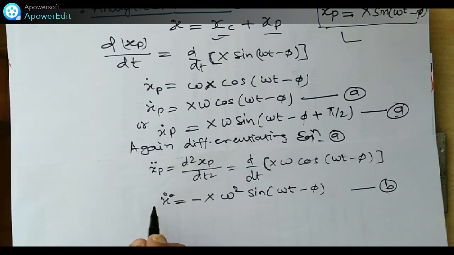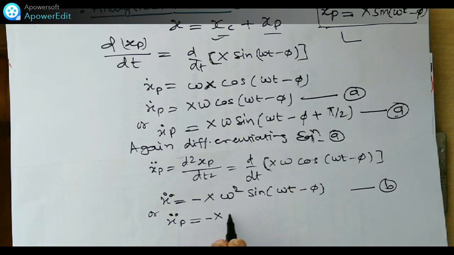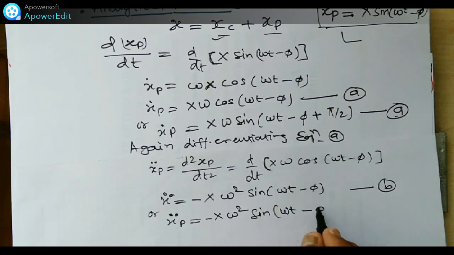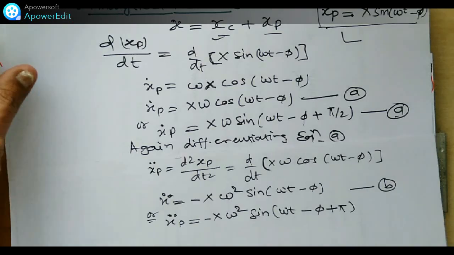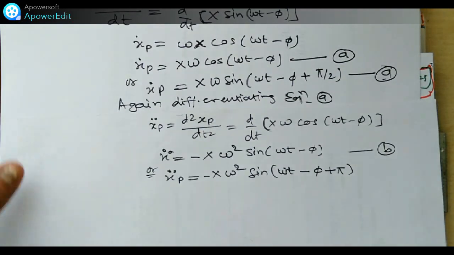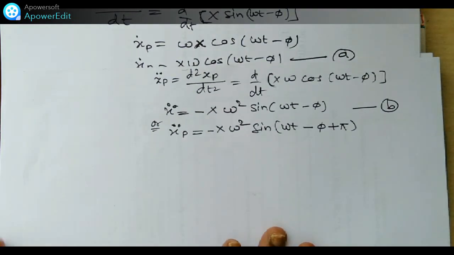Or we can also write the same equation as x double dot p equals minus X omega square sine of omega t minus phi plus pi. This equation may be in this form or another form. So what will happen next?